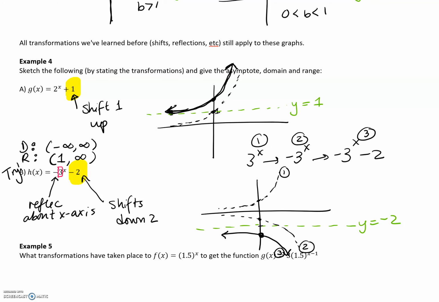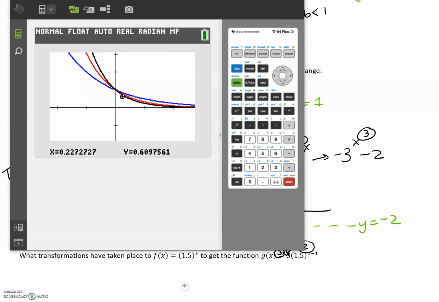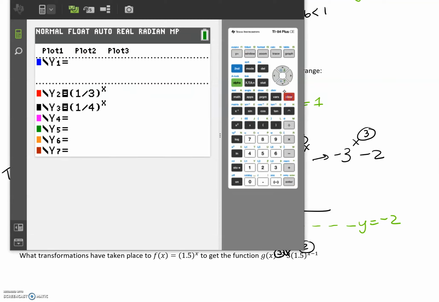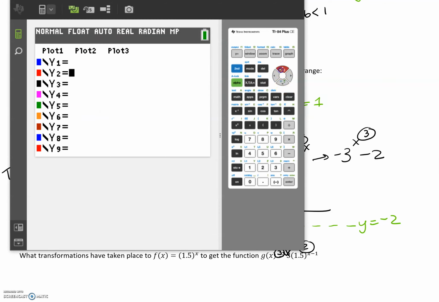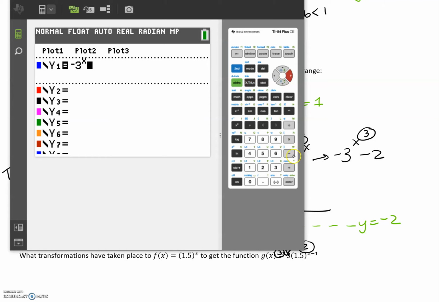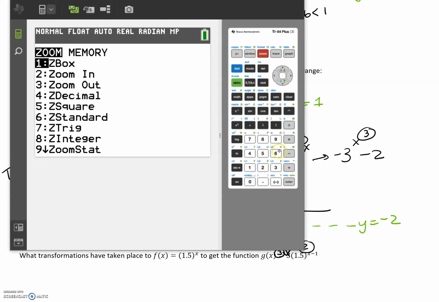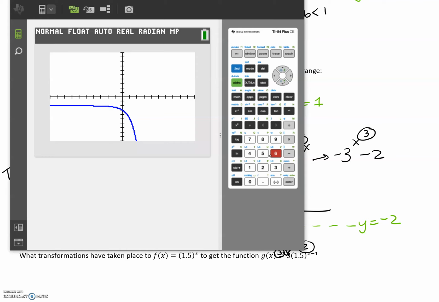And again, you can look at your TI for a quick sketch. Let's go clean these guys and put -3 to the x minus 2, and we're going to do a zoom 6 for a standard window. And there we go. It looks something like roughly what we got there.